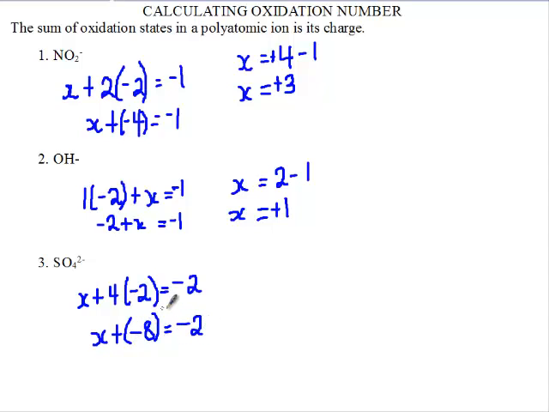When you send minus 8 across the equal sign, it becomes a plus. So we're going to have X is equal to plus 8 minus 2. And then we are going to have our final answer. 8 take away 2 is going to be plus 6. So the oxidation state, or the oxidation number of sulfur in this equation, is plus 6.